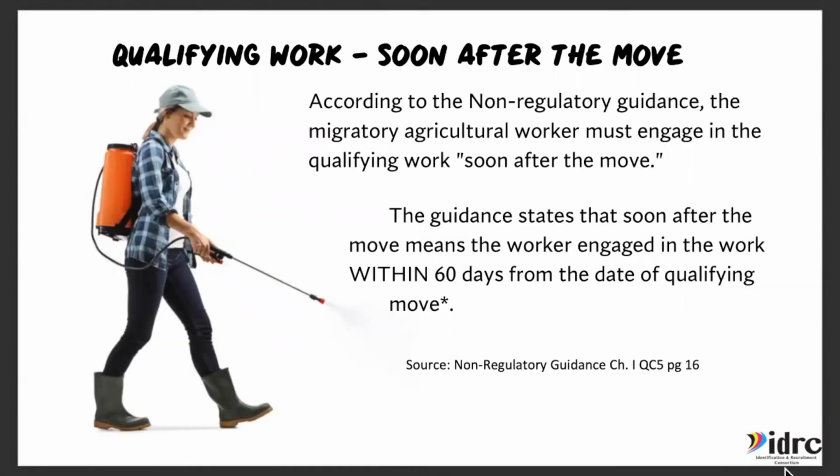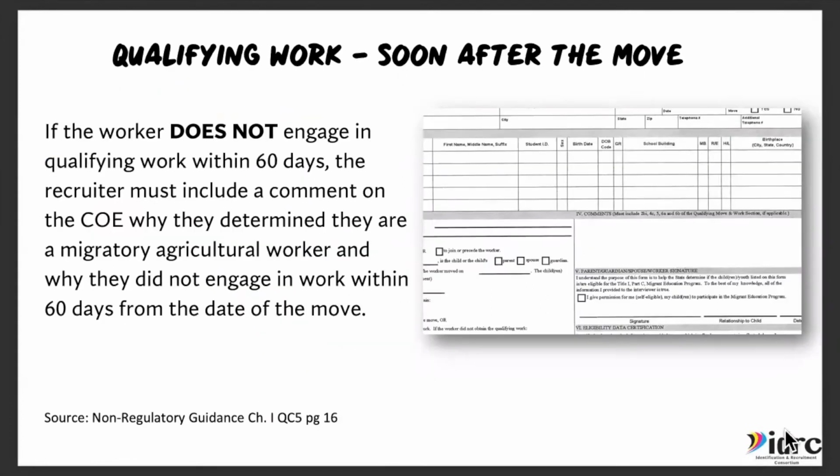Another key definition in determining if there's a migratory agricultural worker is soon after the move. According to the non-regulatory guidance, the migratory agricultural worker must engage in the qualifying work soon after the move. The guidance states that soon after the move means the worker engaged in the work within 60 days from the date of the qualifying move. If the worker does not engage in the qualifying work within 60 days, the recruiter must include a comment on the COE explaining why they determined that they are a migratory agricultural worker and why the person did not engage in work within 60 days from the date of the move.